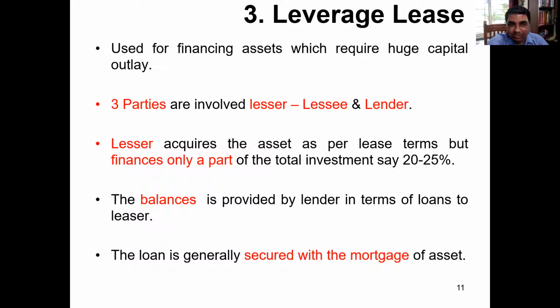Here what happens? The lessor acquires the asset as per the lease term. The lessor is acquiring the asset, but finance is only a part of the total investment. The balance is financed by the financier or lender. The balance is provided by the lender in terms of a loan to the lessor. That means the lender will give a loan to the lessor, and the lessor will buy the asset, which will be used by the lessee. This is how this happens.